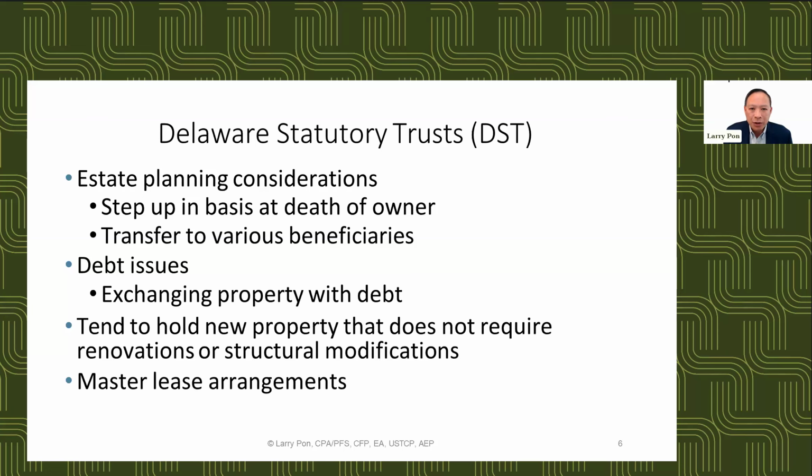Now, the DSTs themselves do not deal with the tenants directly. What tends to happen is they have an operator with a master lease arrangement. The operator takes care of all those details with the tenants, with the maintenance, upkeep, and all those issues. So the DST itself is not handling those very minute details. Part of your due diligence is to read the master lease agreement, see what's covered and what's not covered, and see if there are any surprises.